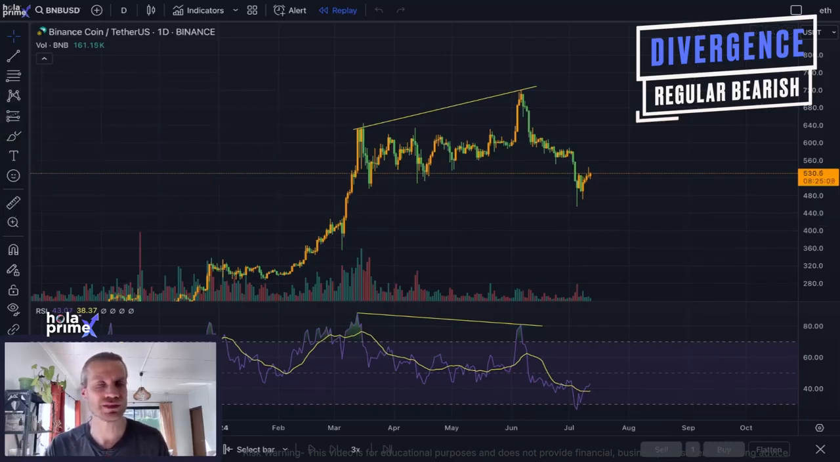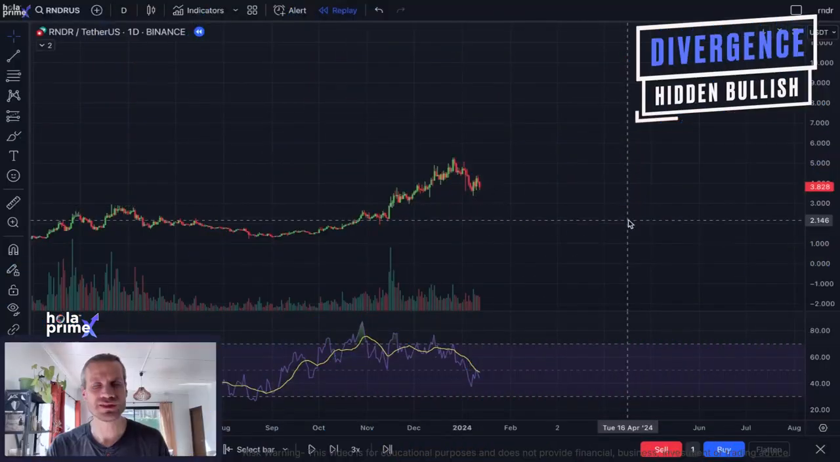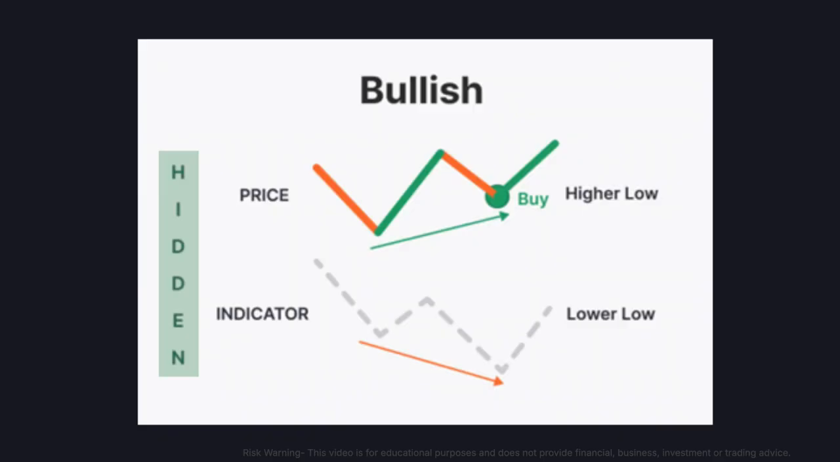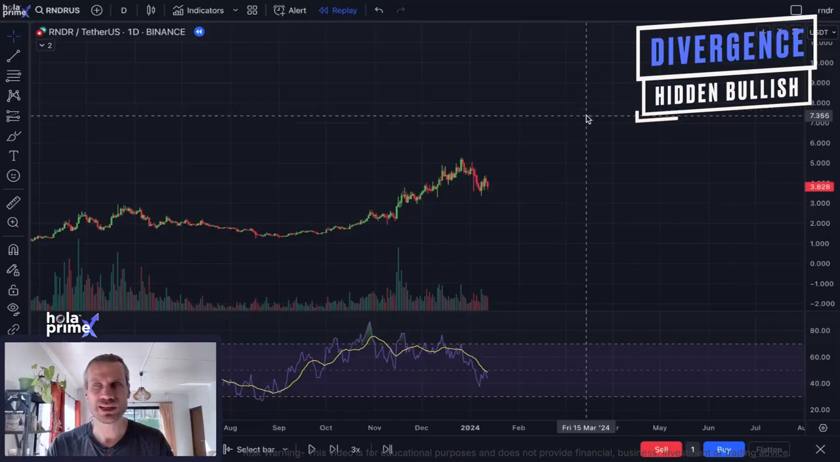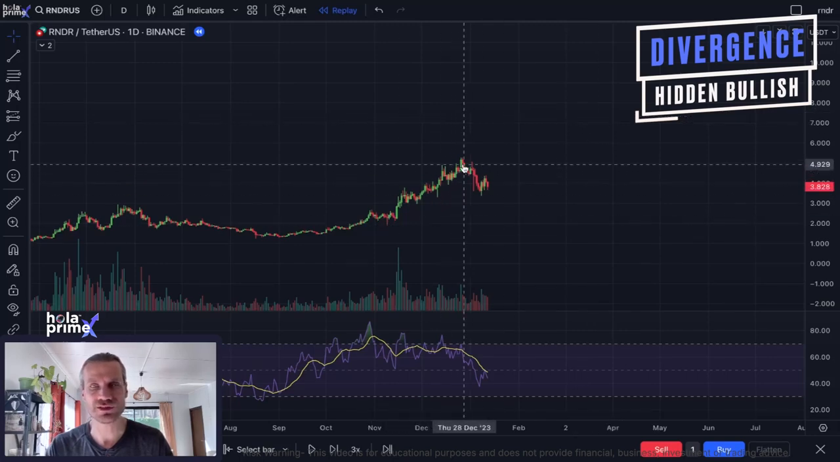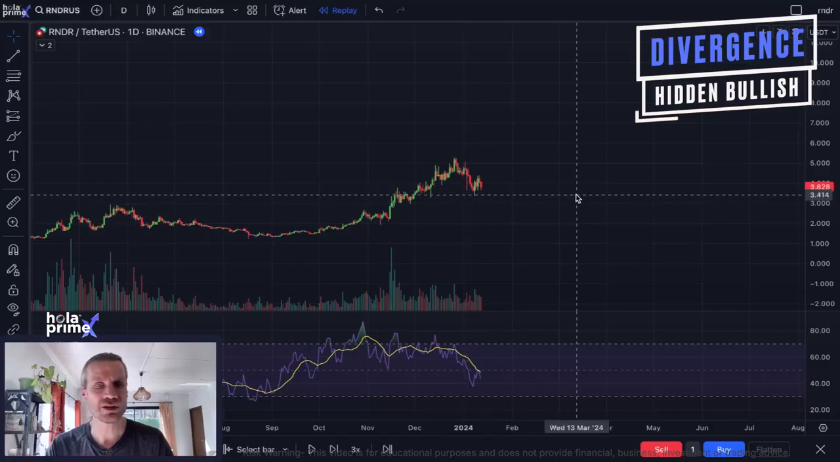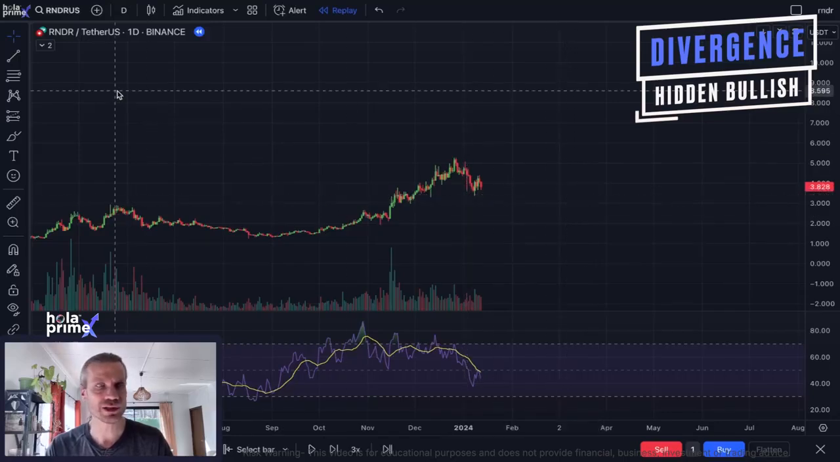Now let's see if we can identify some hidden divergence to spot continuations in the price action and not reversals. So this is R&DR, and we're going to try and use this to see if we can spot some hidden bullish divergence, which would tell us that the price action is potentially going to continue higher as opposed to reversing and heading lower. So looking at the price action just by itself, it looks like the uptrend is potentially losing steam with a series of lower highs and lower lows, but I need confirmation that it's going to do that. So I'm going to look for some divergence.